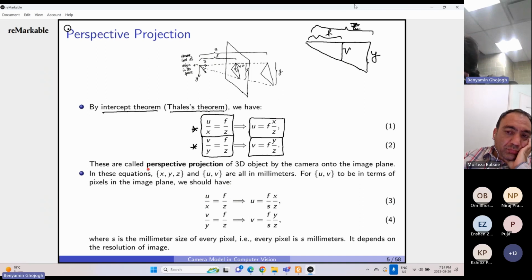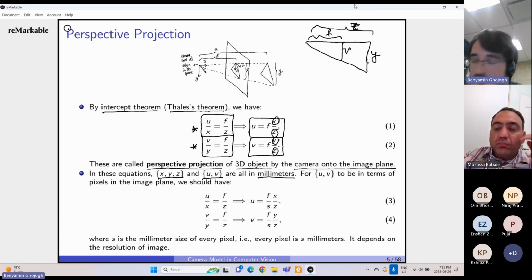These equations are called perspective projection of the 3D object by the camera onto the image plane. Why? What is it doing? X, Y, and Z are the 3D coordinates of the object. Using these equations, we can map them to U and V in the image plane, right? Therefore, we call it perspective projection. In these equations, X, Y, Z, and also U and V are all in millimeters, because they have to have the same unit here.